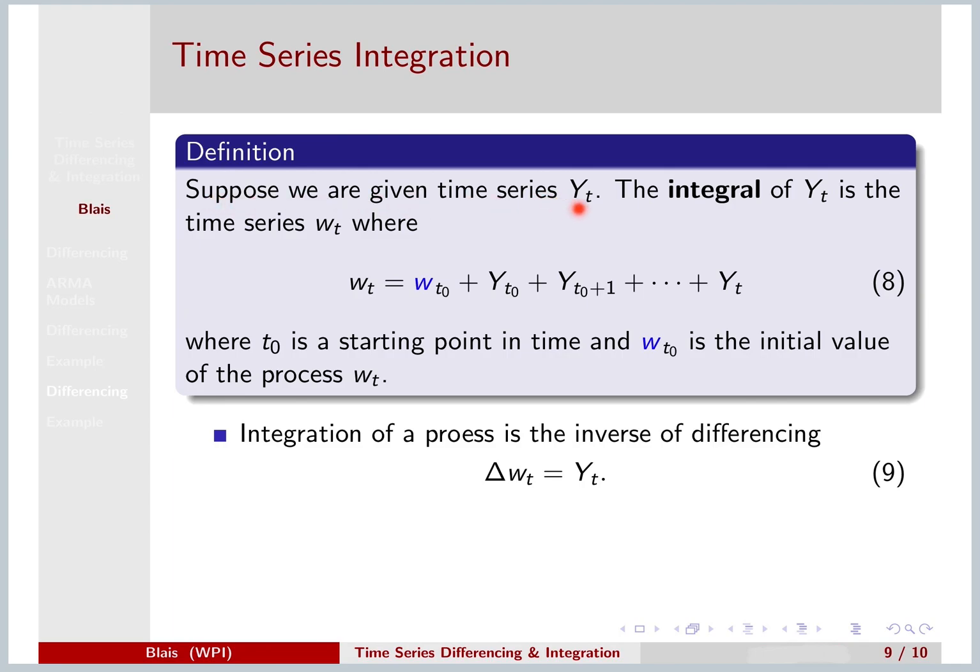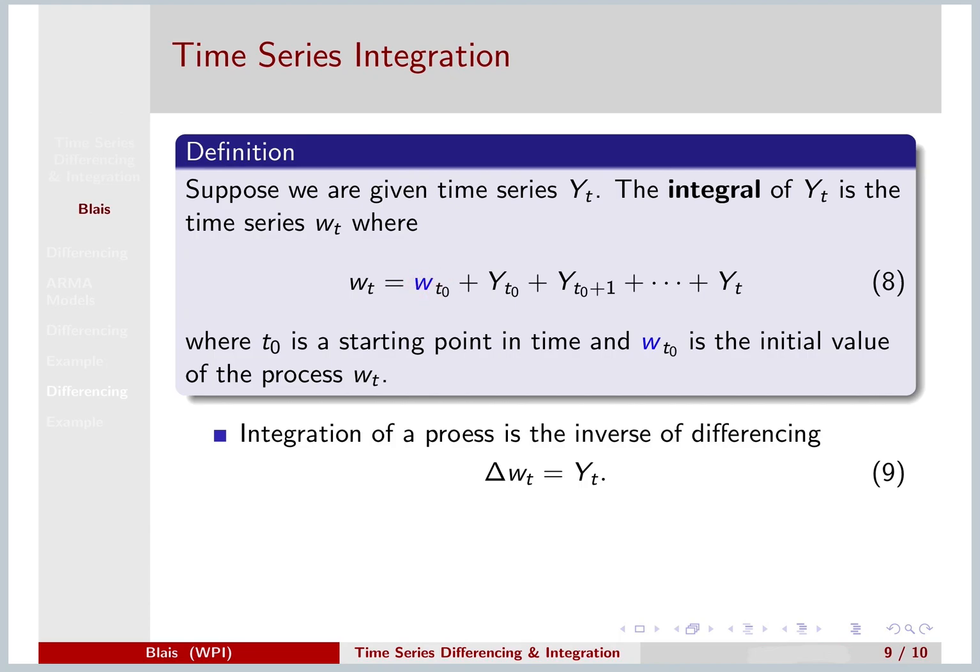So suppose we're given a time series y_t. The integral of y_t is the time series w_t, defined in the following way, where t_0 is some starting point in time, and w_{t_0} is the initial value of the process. And remember, when you take an integral, an antiderivative of a function, you introduce an arbitrary constant and get an entire class of functions. If you want one function, you need an initial condition or an initial value to tie you down. The same holds here. So we have an initial value here.